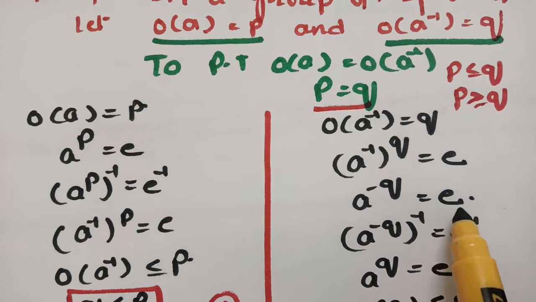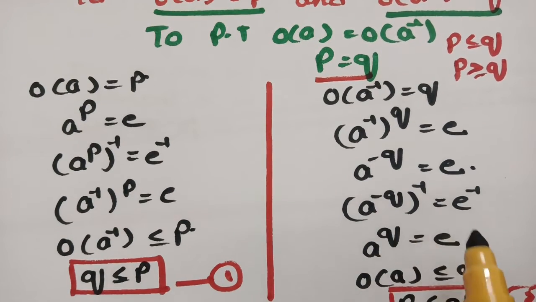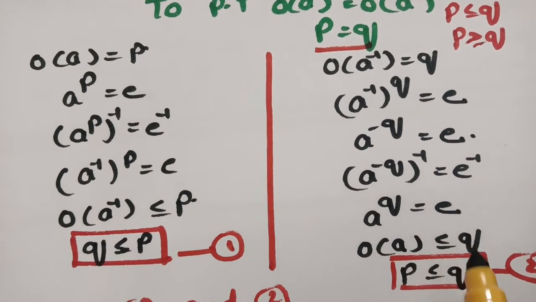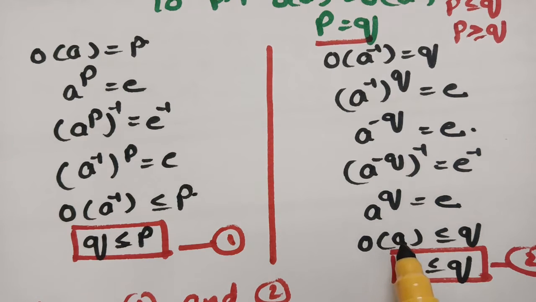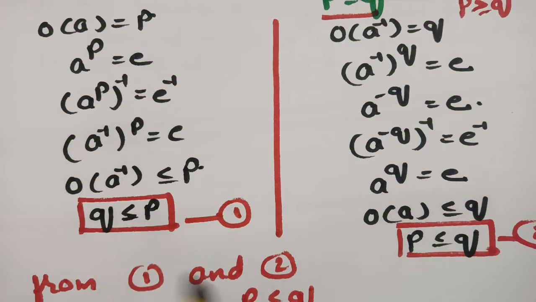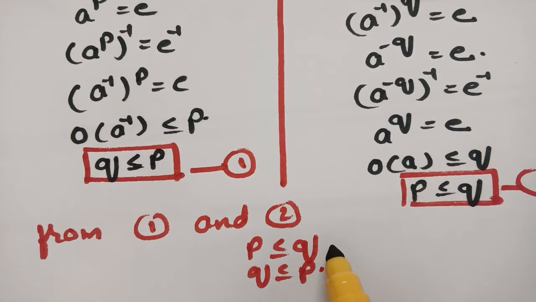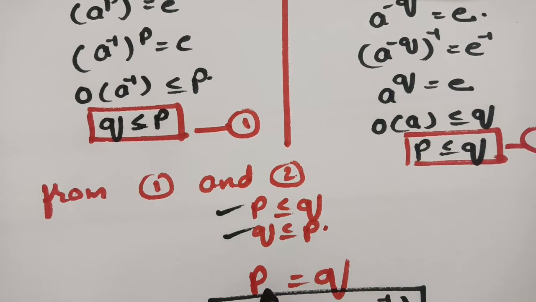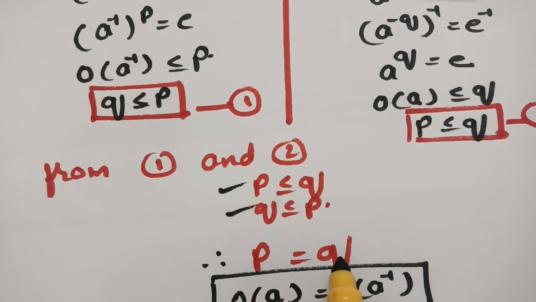That is A power minus Q is equal to E. If I apply inverse on both sides, that is A power Q is equal to E, and this is nothing but order of A less than or equal to Q. So P is less than or equal to Q. From 1 and 2, P is less than or equal to Q and Q is less than or equal to P, and therefore P is equal to Q.